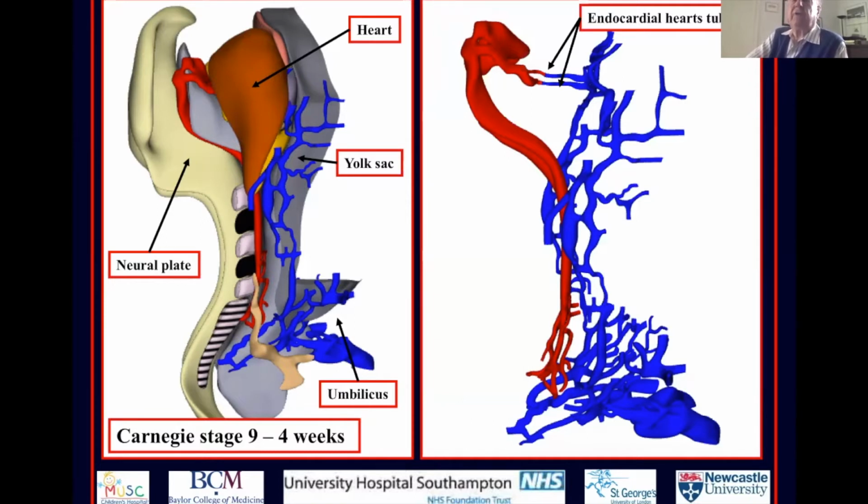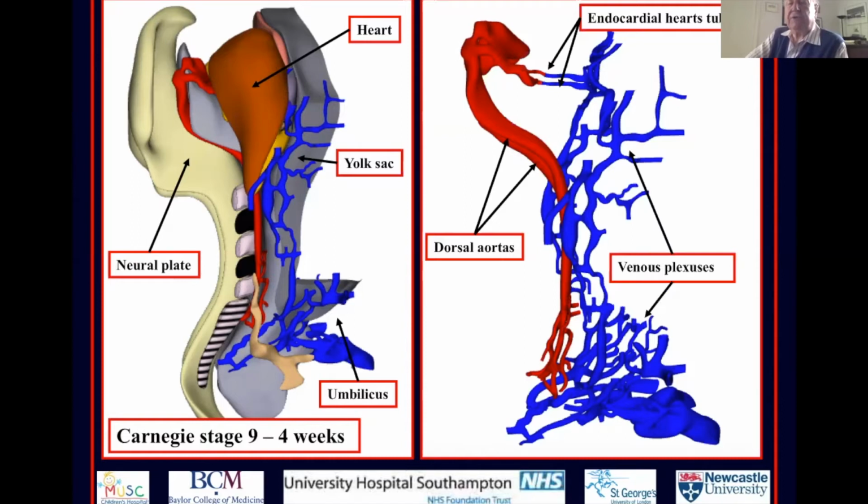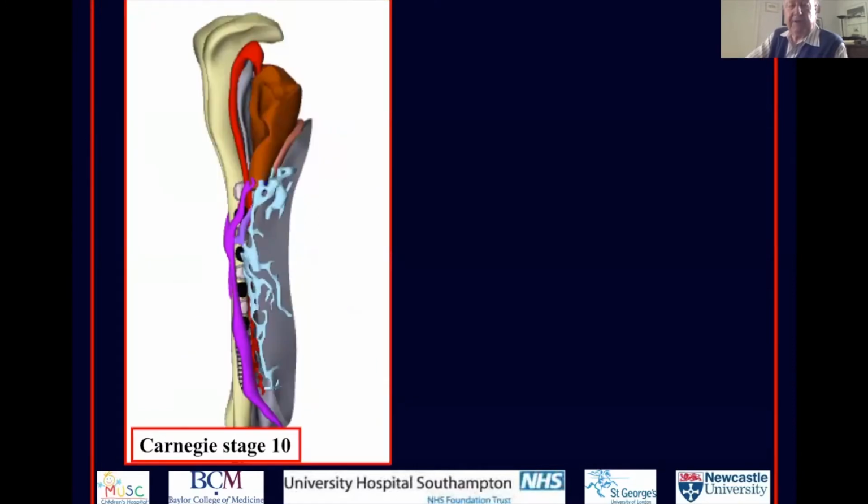You note there are 2 of them. Eventually they will merge and produce a solitary heart tube. At the back, running down the back of the neural plate within the body of the embryo, we have the aortas, and here we have the venous plexuses that we're going to be particularly concerned with today as we look at the way the heart all comes together.